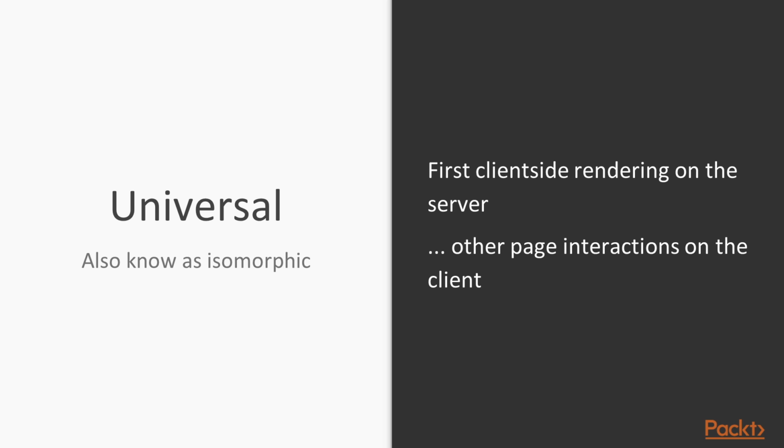A universal application, also known as an isomorphic application, means that the first rendering of your single-page application happens on the server. Once your single-page application has been rendered on the server, all the other interactions happen on the client. So when you navigate to another page, all your logic is executed on the client. It will ask for new data with an API call to the server. You get some JSON back, and all the other rendering happens on the client.